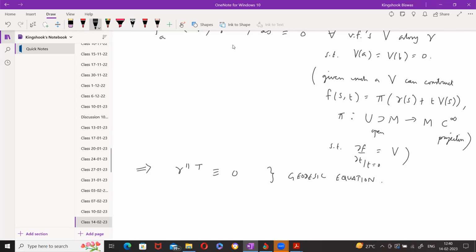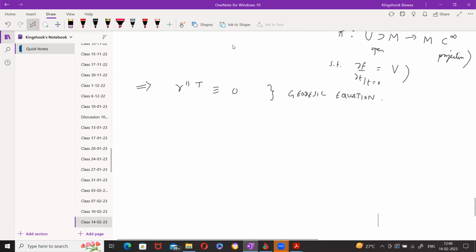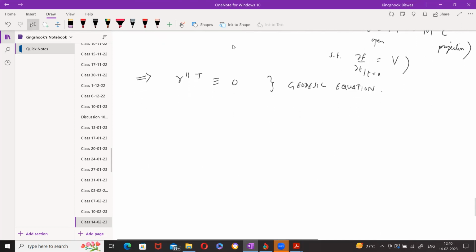So we see that a shortest length curve, well, in Rn, a shortest length curve was a straight line, right? And a straight line in Rn can be described as one whose second derivative is 0. Its acceleration, gamma double prime, is 0, right? That is equivalent to gamma being a straight line in Rn, right?